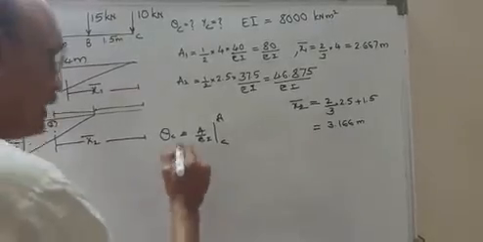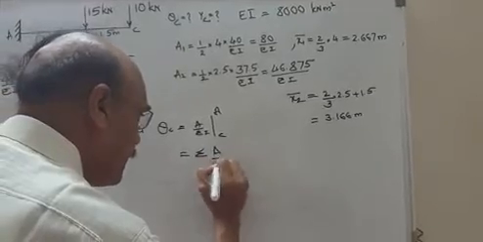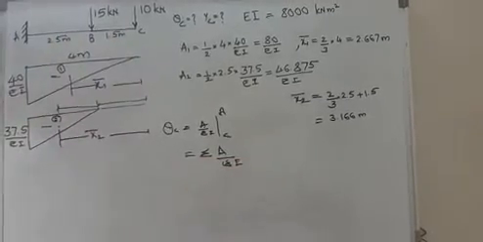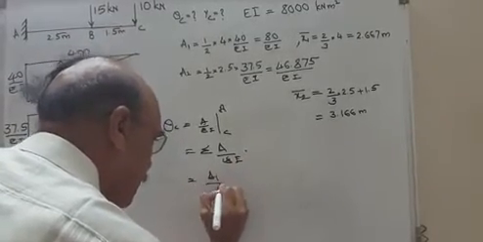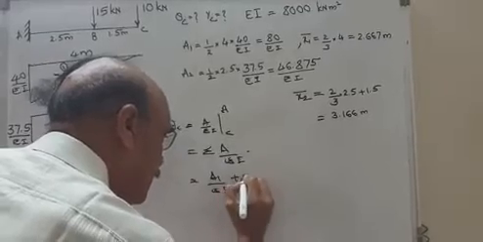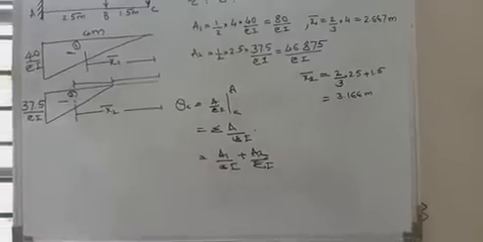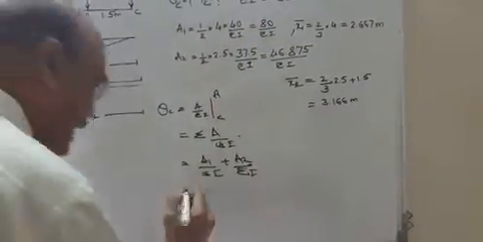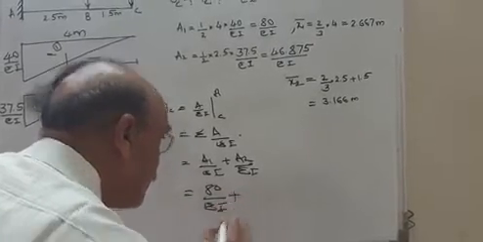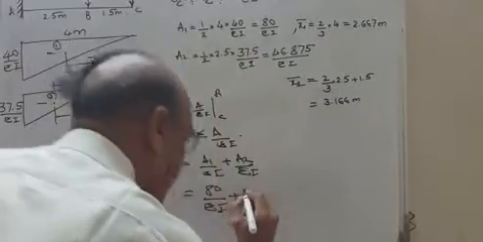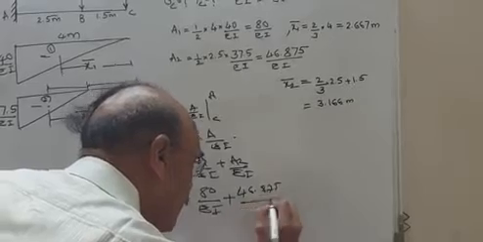So what is the area now? There are two areas, so what you need to write here, we can write it as sigma A by EI. So this is equals to A1 by EI plus A2 by EI. What is A1 here? 80. This is 80 by EI plus what is A2? 46.875 by EI.